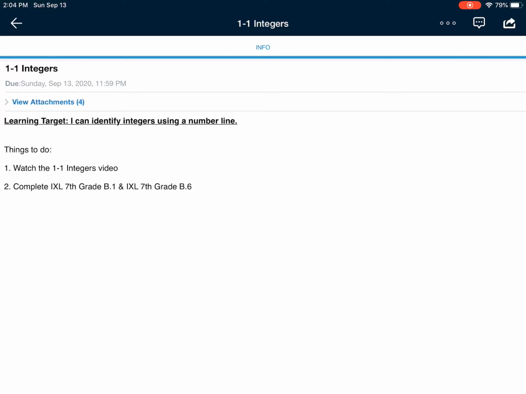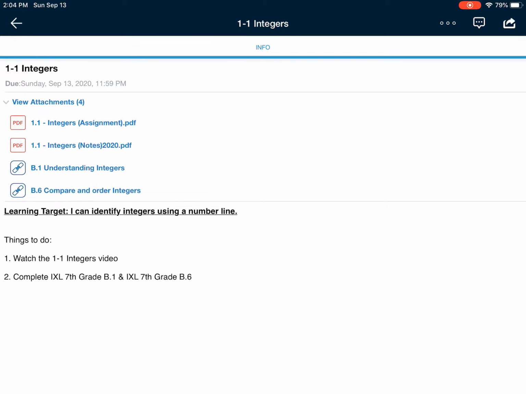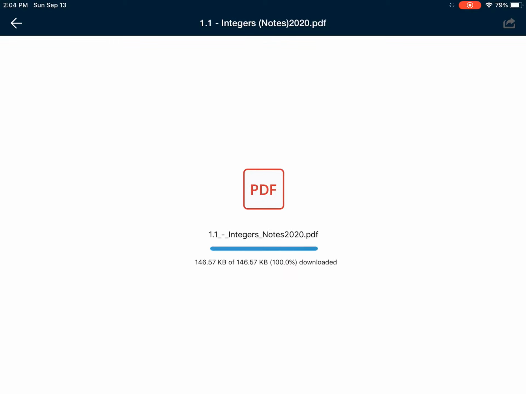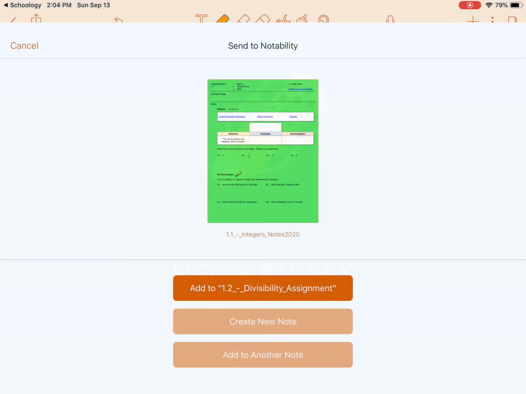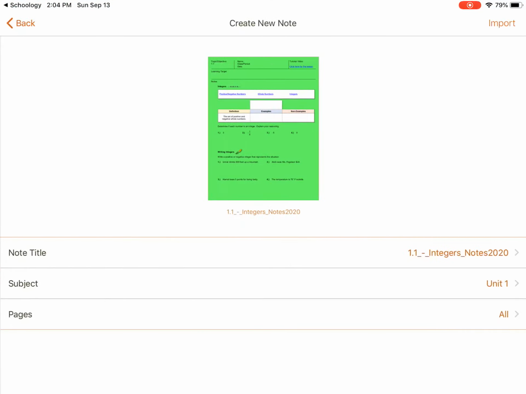What you're going to do is watch the integers video, which you are watching right now, and then you will complete 2 different IXLs. So we are going to view the attachments and find the notes, and copy that right over to Notability. I want to create a new note and put this in Unit 1 and import.